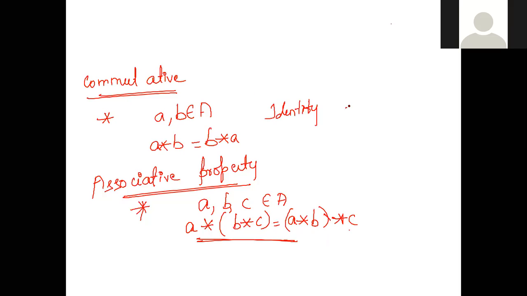We represented the identity element as E. How did we represent it? When we do A star E and we get the answer A, then E is called the identity element. Okay, these were the theory part which we had discussed in our earlier sessions. So today we'll go for the problems.